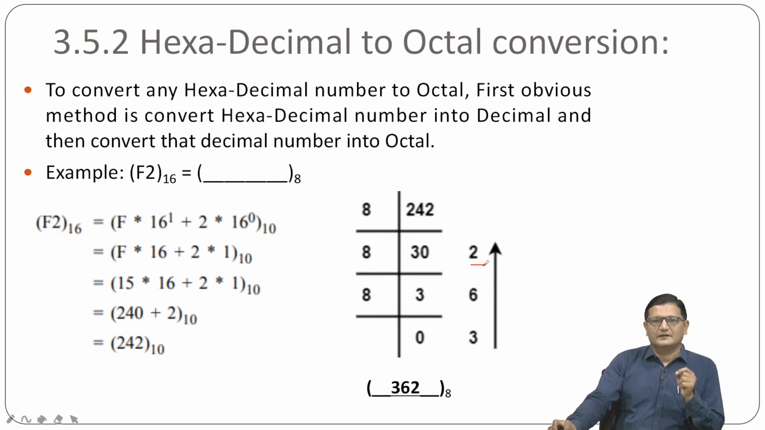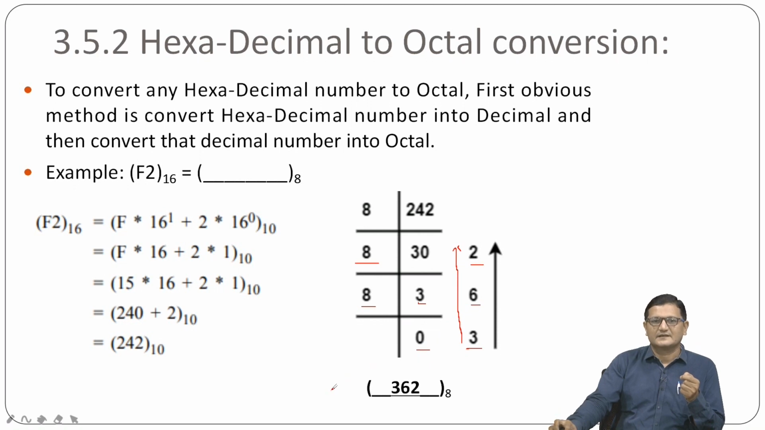Then again 8. 8 3s are 24, but we need to bring 30, so 30 minus 24 leaves remainder 6, which is written here. Now 8 1s are 8, but here we need to bring 3, and 8 is more than 3. So we write 8 zeros are 0, and whatever is here will be the remainder, so that is 3. You need to write down the remainders this way: 3, 6 and 2. This is our answer.